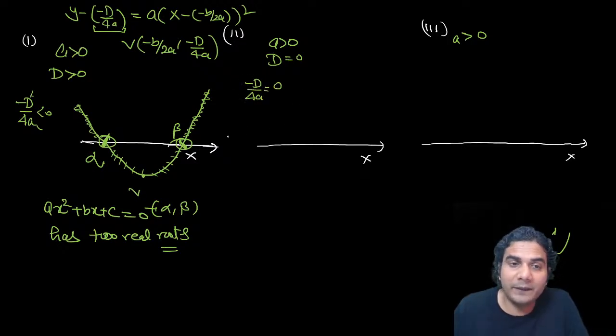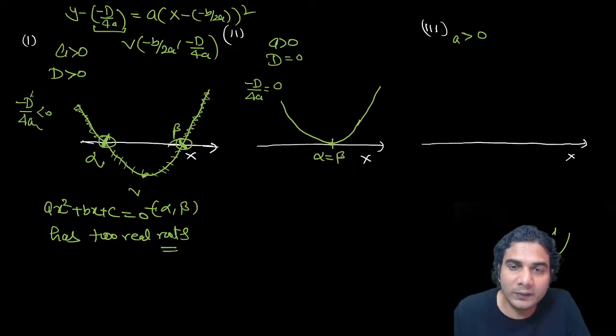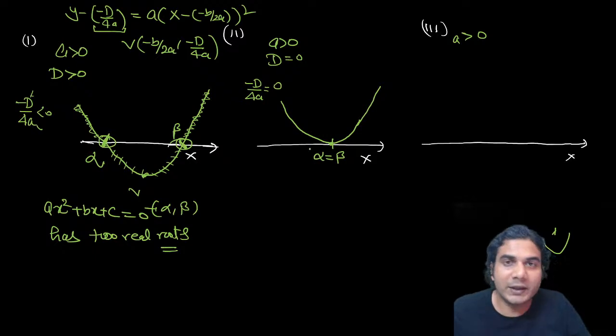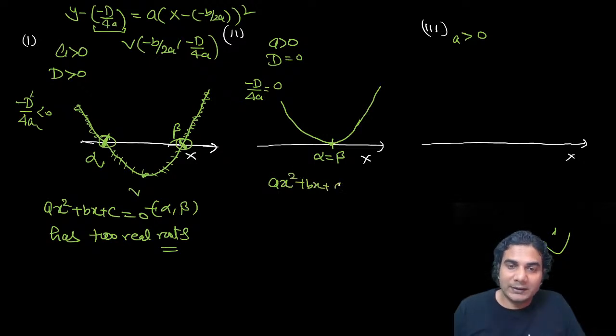When minus D by 4a is going to be 0, that means this vertex will be somewhere here, on the x-axis only. So the graph will be like this, and it will touch the x-axis. Yes, in this case, the roots are equal, the roots are repeated. Roots of which equation? ax square plus bx plus c.